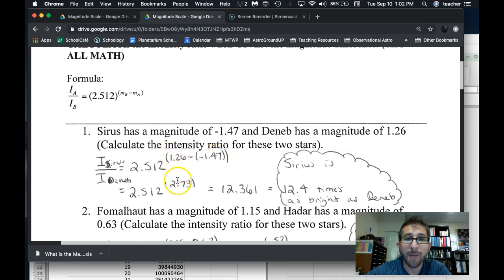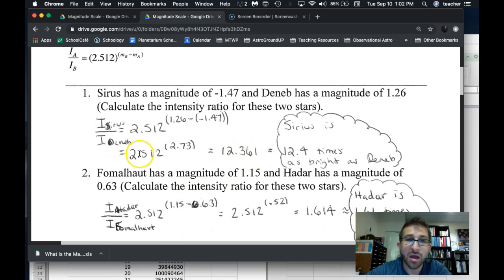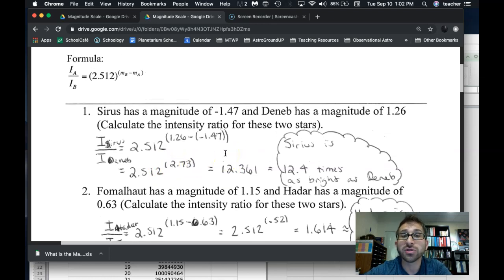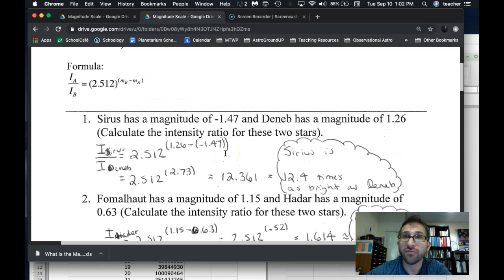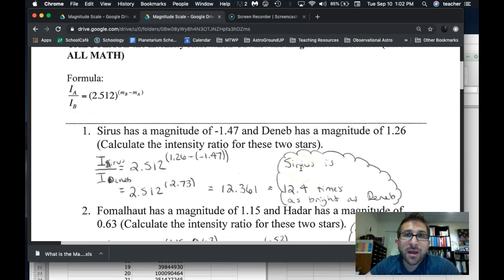So you've got a magnitude difference of 2.73. Now, we get an answer then. If we take 2.512, we use the exponent on your calculator, and we take this to the power of 2.73, you should get the answer of 12.361. So what I want you to do then, though, is to actually explain this in words.